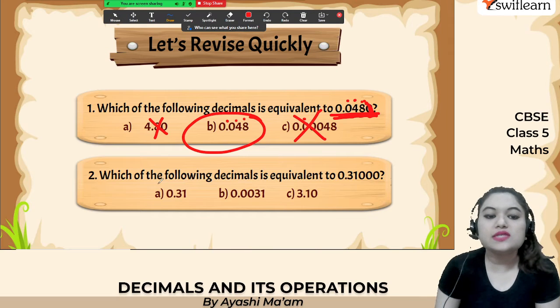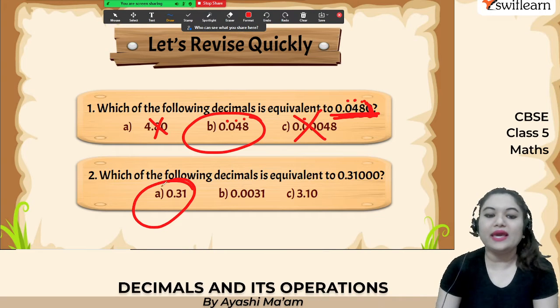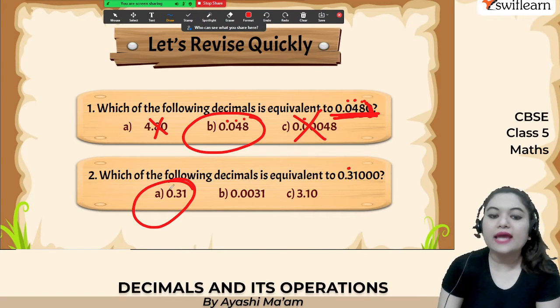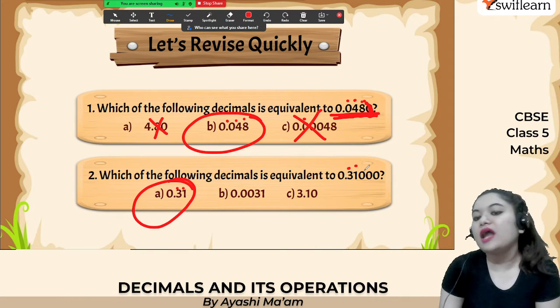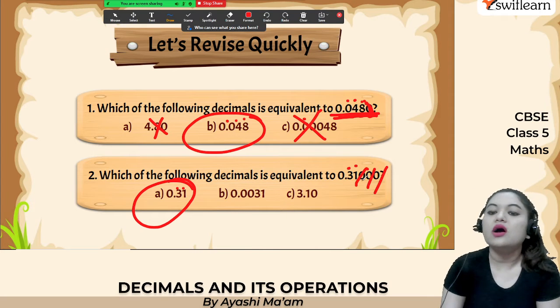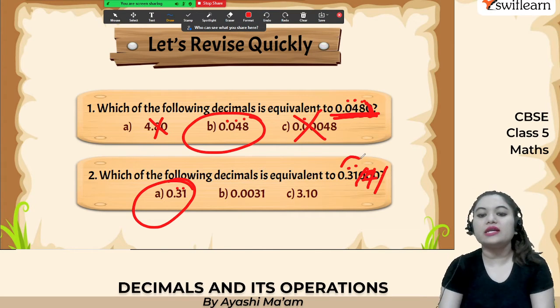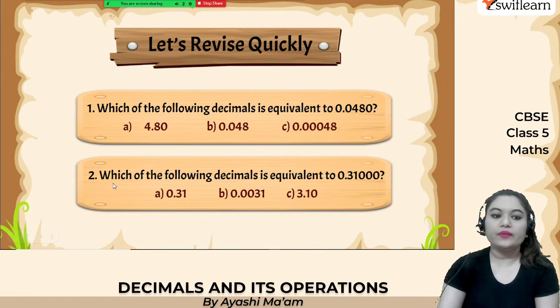Coming to the second one, which of the following decimals is equivalent to 0.31000? Yes, it will be C. Why? Because in the tenths place we have 3, in the hundredths place we have 1, and we know that after the decimal point towards the end, if there are zeros, those zeros don't hold any value, so definitely this is becoming equivalent to the number C.